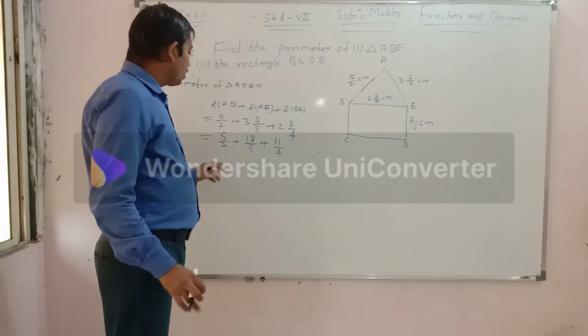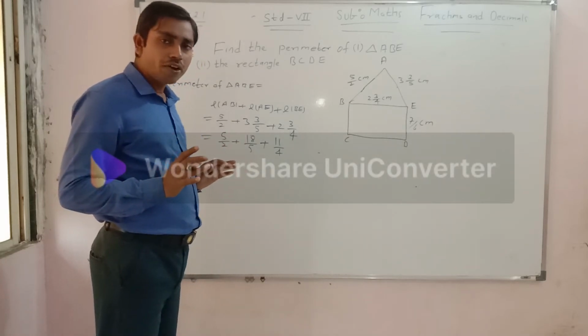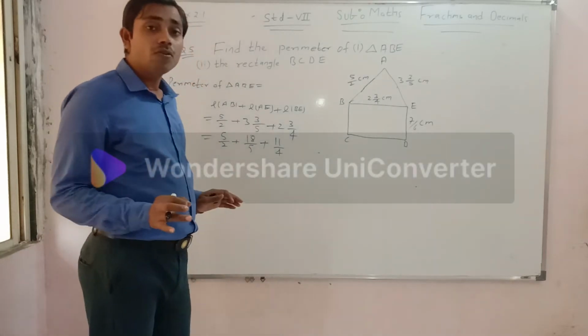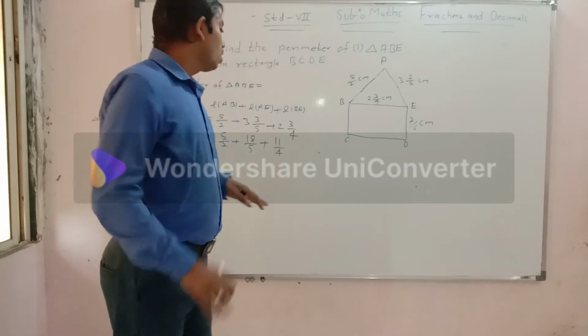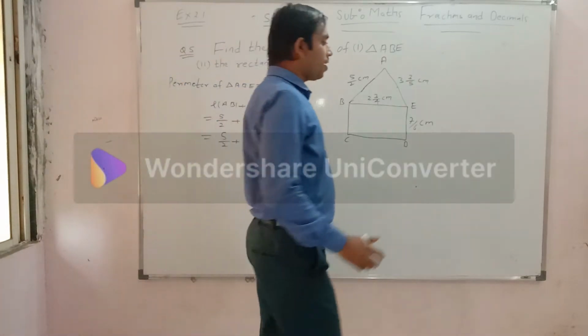Let's make the denominator 20 everywhere. How did I come to know we have to make it 20? Take the LCM of 2, 5 and 4. Then you will come to know which number we should bring in the denominator. What is the LCM of 2, 5 and 4? Let us find it out.